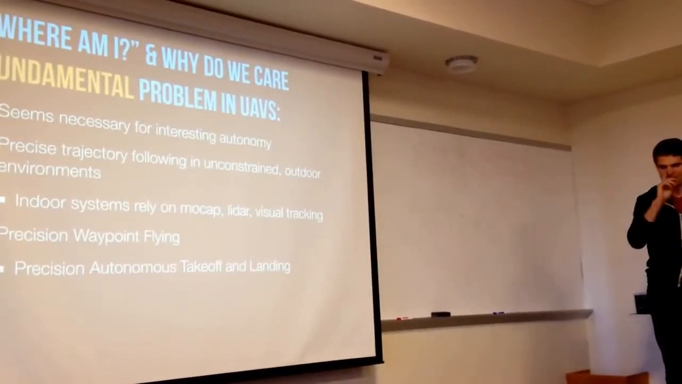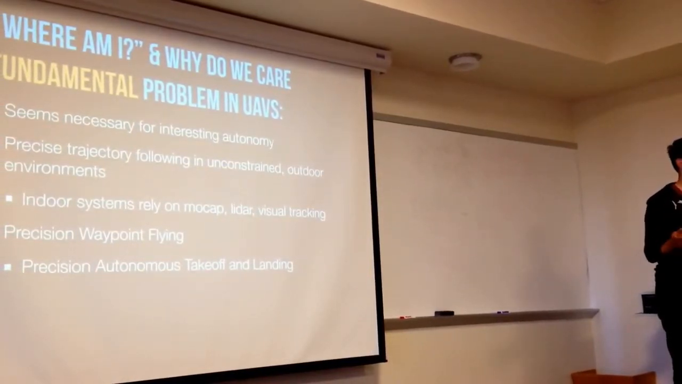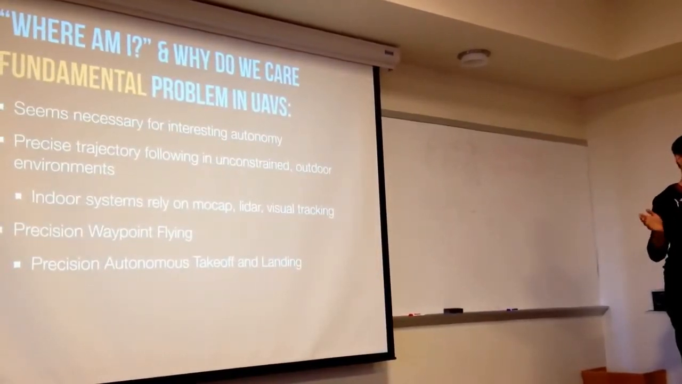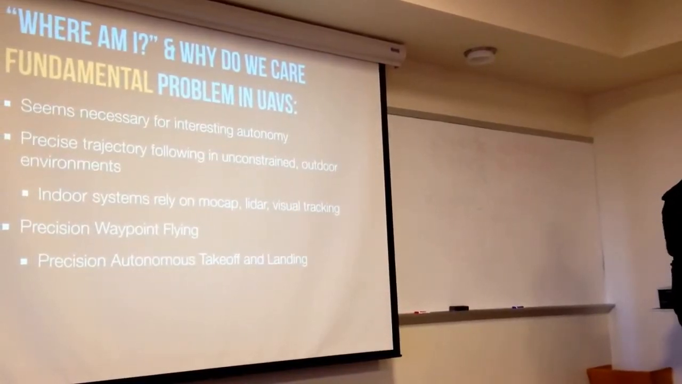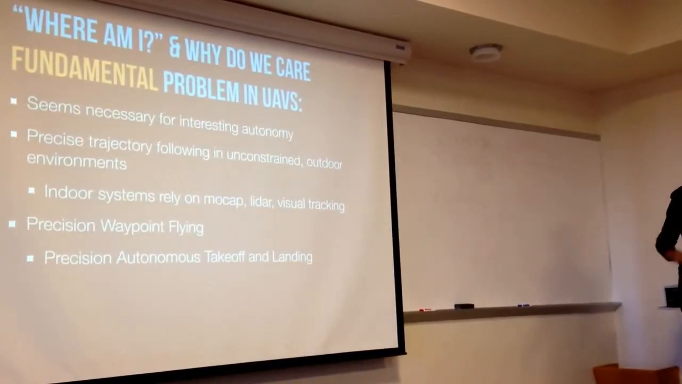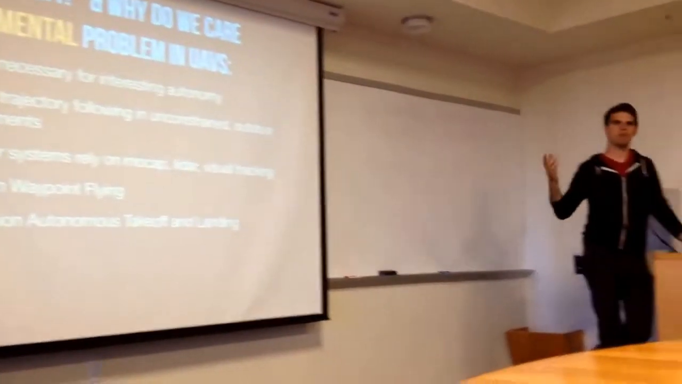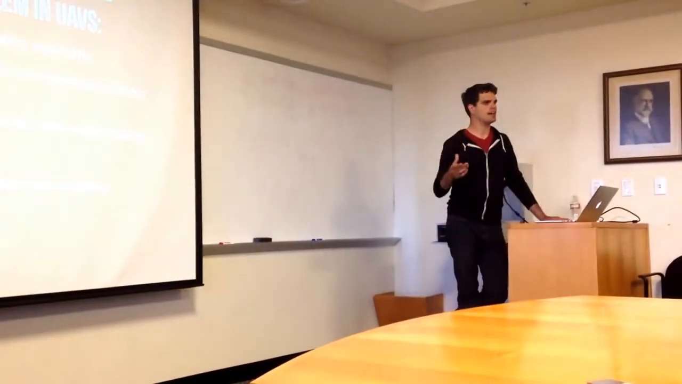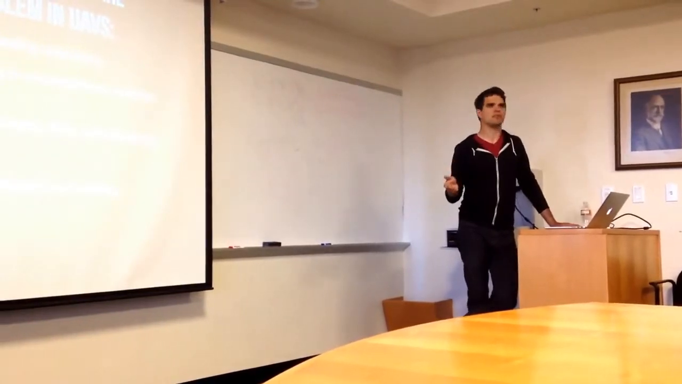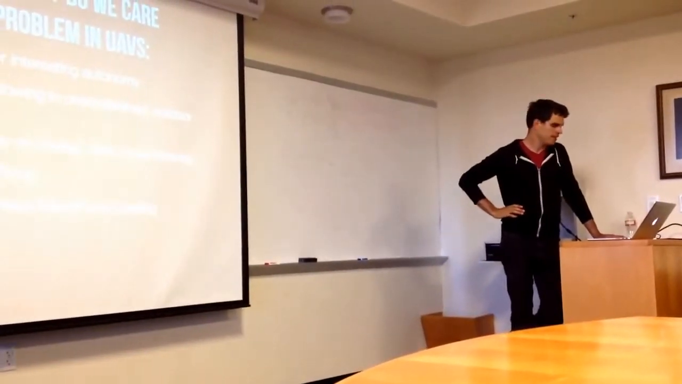What can we do if we can do good localization on quads? It seems that this is interesting for most autonomous missions. There's plenty of things you can do that don't involve knowing where you are, but many of the interesting problems do. Two big ones that I'm interested in are precise trajectory following in unconstrained outdoor environments. You've seen plenty of indoor versions of this where people use things like motion capture systems or visual tracking or LiDAR to do very precise localization of a robot indoors. Outdoors is a little bit more challenging, and GPS is pretty much one of the best cheap systems currently available.